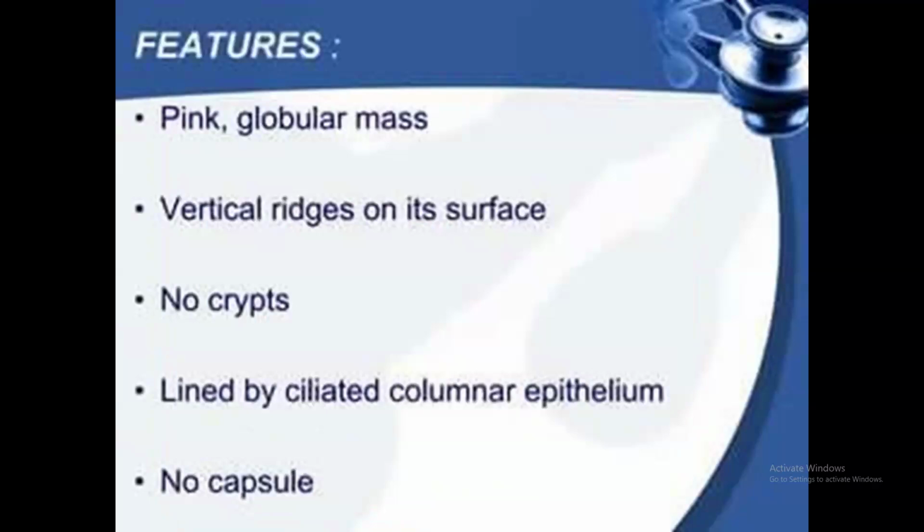Then what is the physiological look of these adenoids? They are pink in color, a globular mass with vertical ridges on the surface with no crypts, and they are lined by ciliated columnar epithelium with no capsule at all. I will repeat: these adenoids are pink in color with a globular mass with vertical ridges on the surface with no crypts, and they are lined by ciliated columnar epithelium.